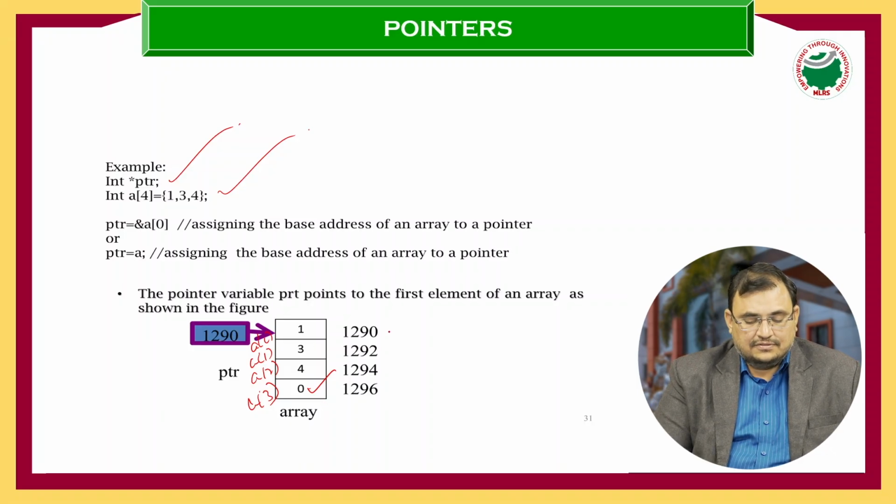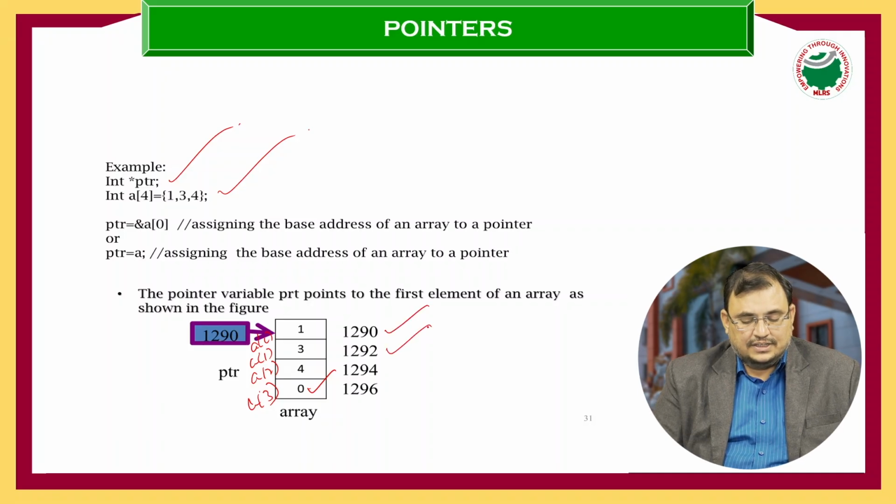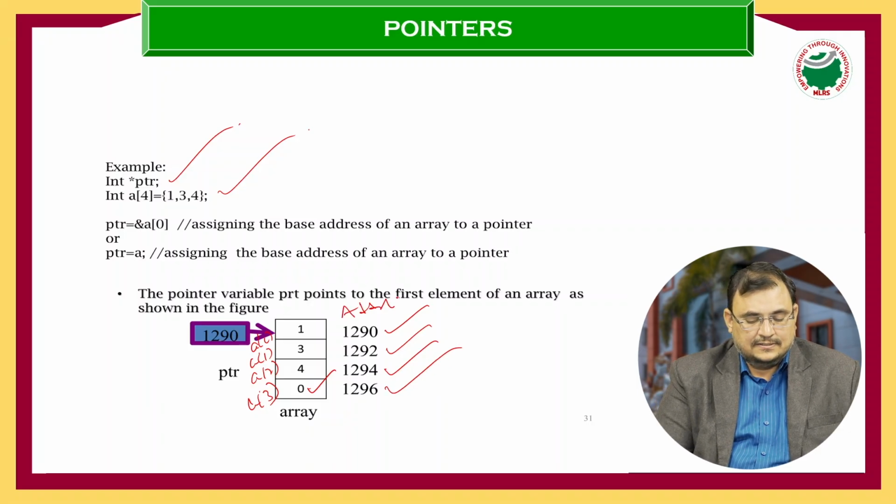So assume the a of 0 address is 1290 and a of 1 address is 1292. The address of a of 2 is 1294. The address of a of 3 is 1296. These are the addresses, and these are the values, the array elements.